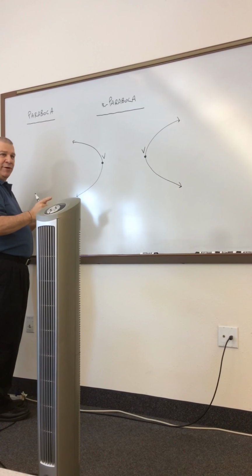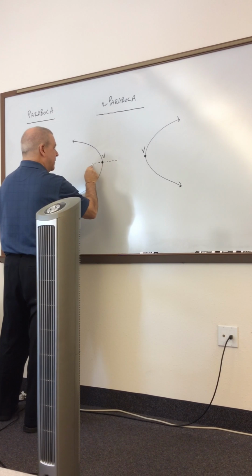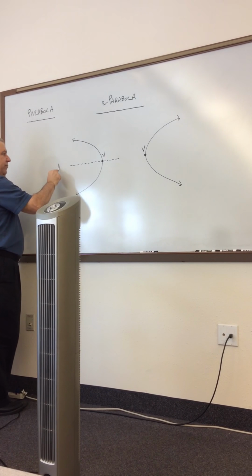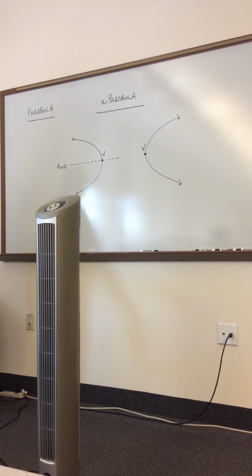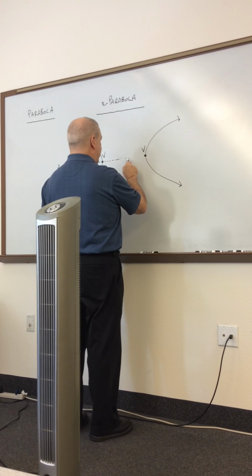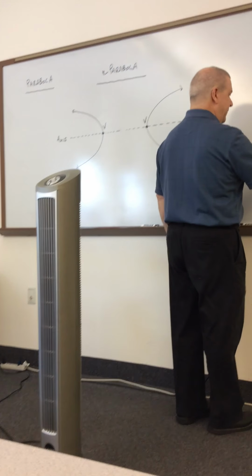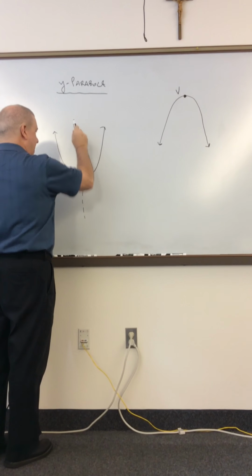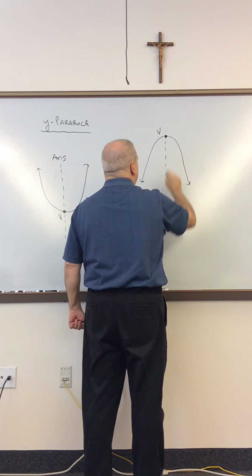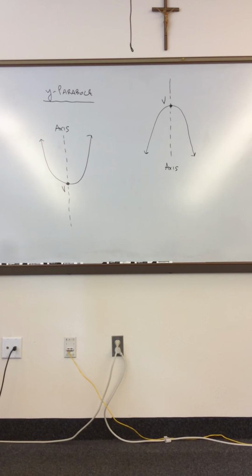Now, I want you to do what I'm going to do here. I want you to make it a dotted line. Watch what I'm going to do. That's the axis of symmetry. I'm just going to write the word axis here. Now, you do what I'm doing. This one. That's the axis of symmetry. This one. Axis of symmetry. This one. The axis of symmetry splits it into 2 equal halves.